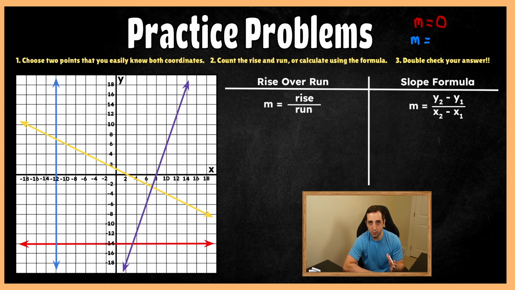This is too steep to even calculate. It's undefined. So M should be undefined for the blue one. So hopefully you are 2 for 2 and didn't accidentally flip-flop those. Now let's go ahead and calculate the yellow and the purple one.